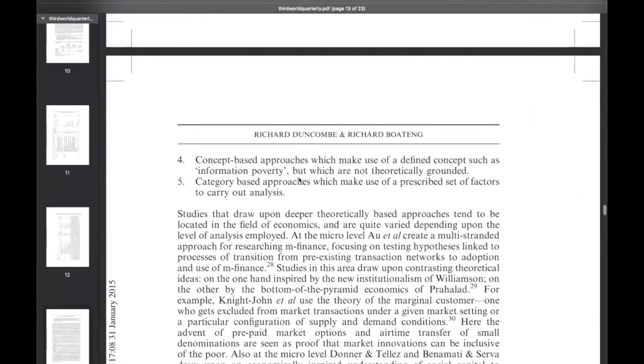Then you also have concept-based approach. Concept makes use of a defined concept to be able to carry out a study. So it may be called a concept like information property is a concept that can be used to explain, or the ripple effect is a concept. All of these concepts are not necessarily theoretically grounded, but they can be used to explain an issue. Okay, then you have a category-based approach that makes use of a prescribed set of factors to carry out analysis. And usually you see that in factor-based models. So you just put the factors together and point them to an outcome and use them to do the analysis.